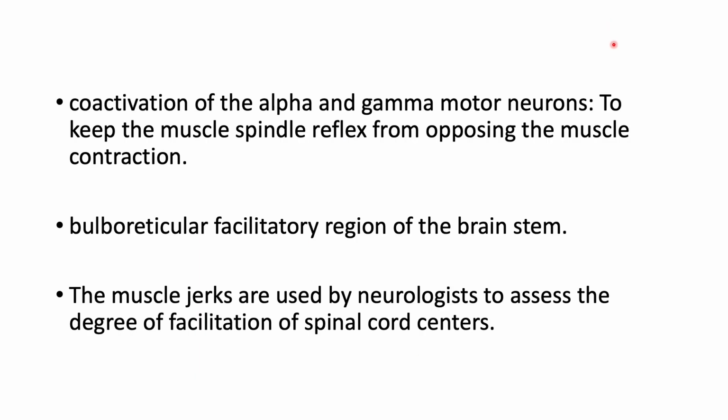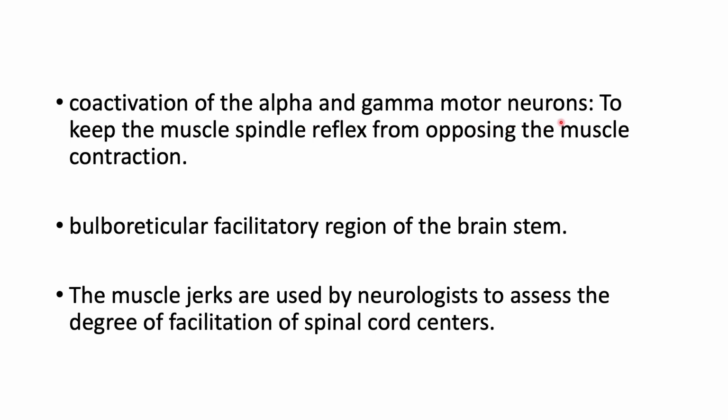During voluntary contraction of skeletal muscle, the cerebral cortex and the higher centers activate the alpha motor neurons that will supply the extrafusal muscles and cause contraction of the skeletal muscle. But at the same time, they also activate the gamma motor neurons, which will supply the intrafusal fibers. And this concept is called co-activation of alpha and gamma motor neurons.